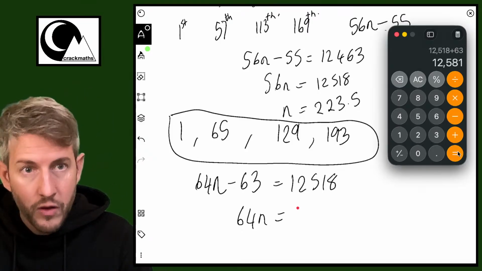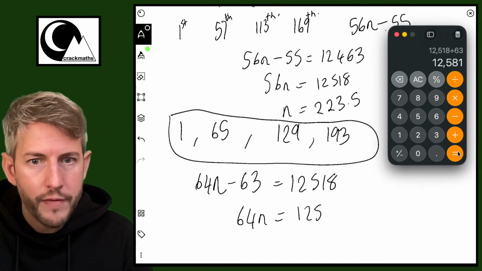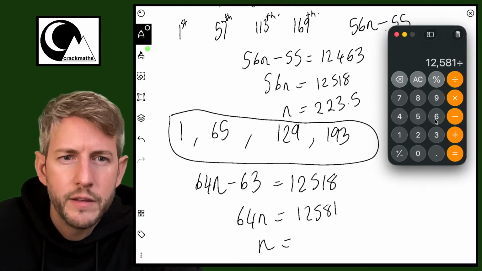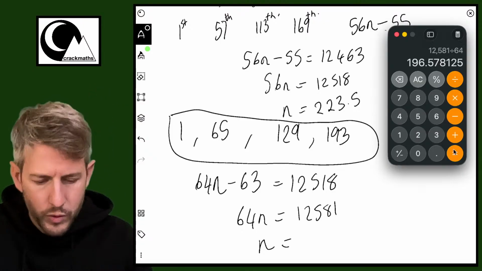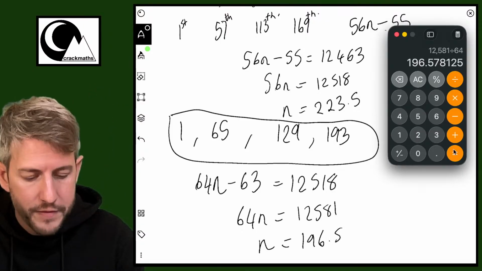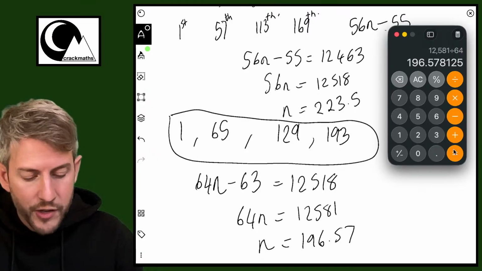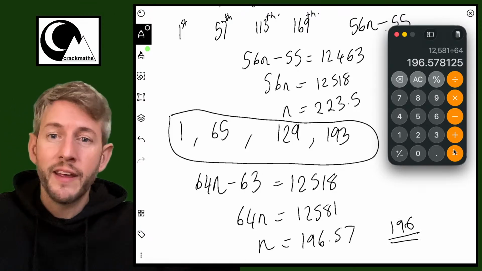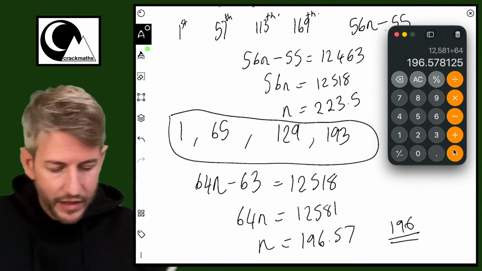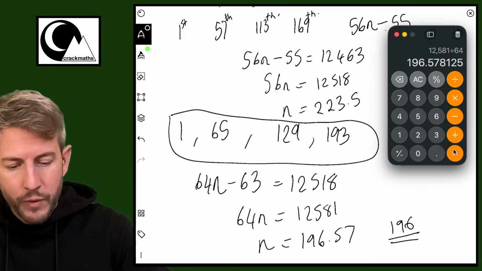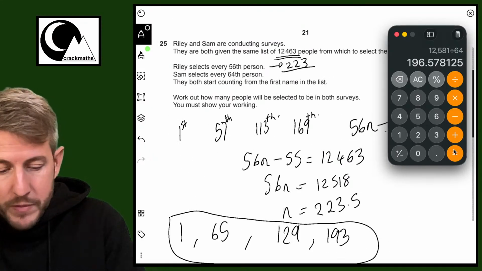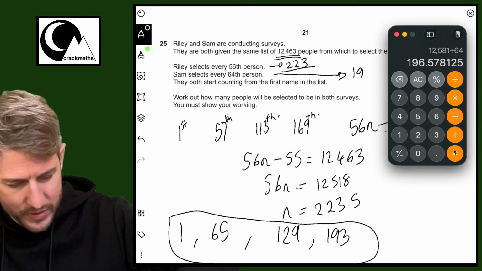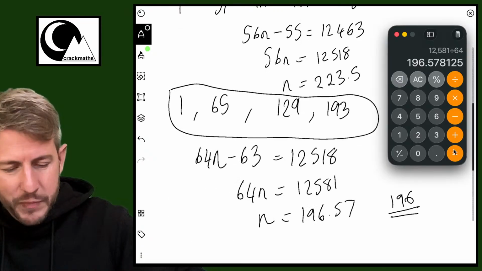So that's 12,581. And then if we divide this by 64, we'll get 196.57. So that means that there's 196 terms, 196 people in the list when you're counting every 64th person. Okay, so we've got 223 people from Riley and 196 people from Sam.